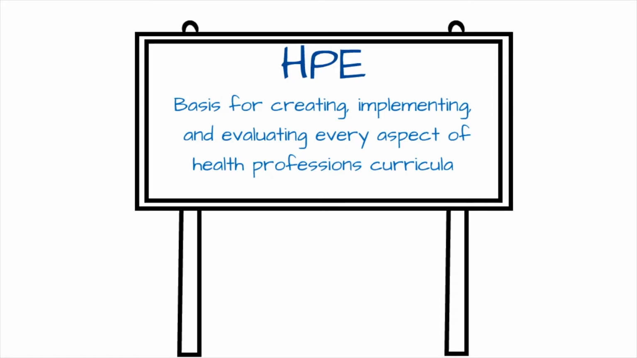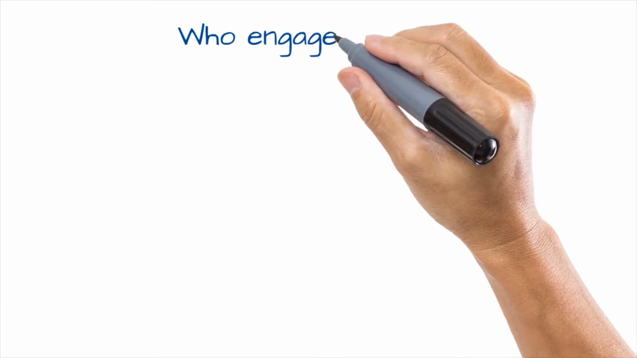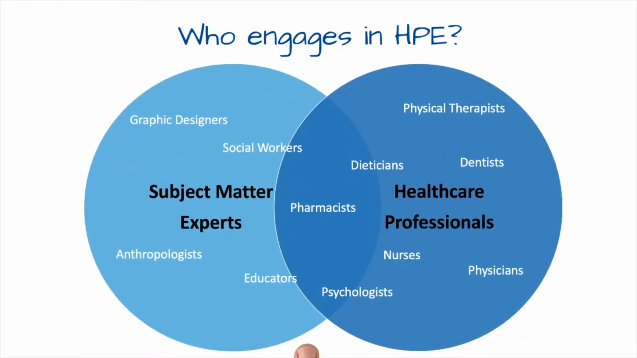Now that you know more about the scope of HPE, let's take a look at who is engaged in the study of HPE. Who engages in health professions education? Students of HPE come from a variety of professional backgrounds. In this Venn diagram, you can see that learners may be subject matter experts, healthcare professionals, or both.